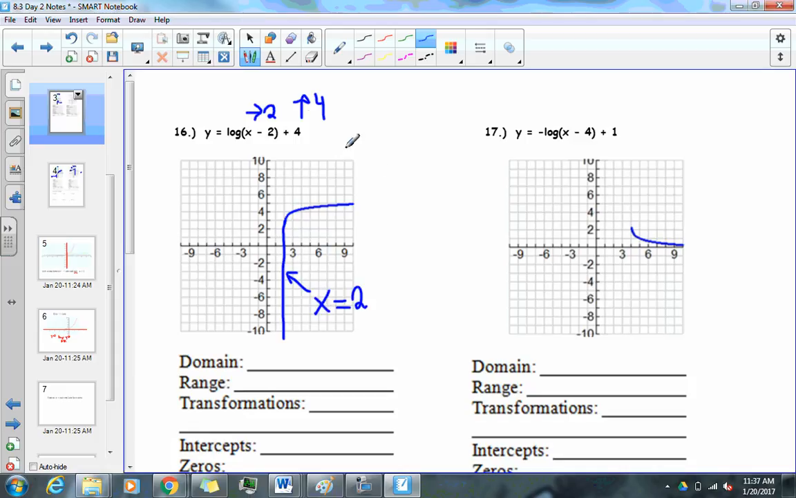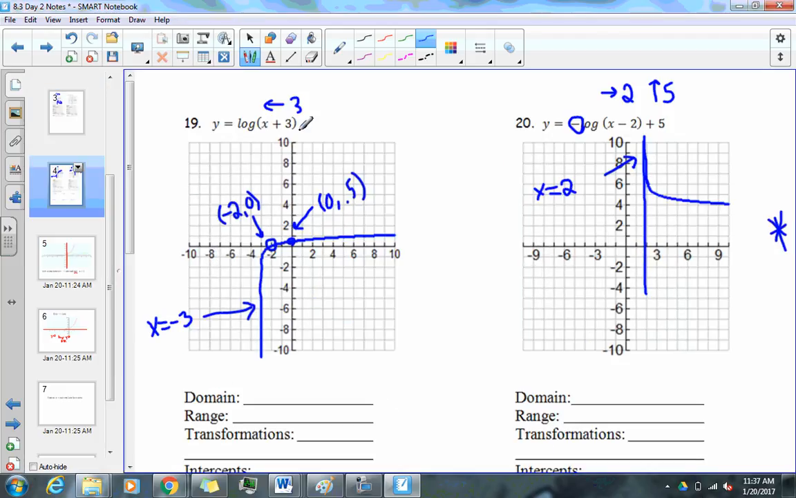I'm hoping that you're noticing something, is that where you shift is where your asymptote is going to be. So let's go back to the one. See how I shifted 3 units to the left here, and notice my asymptote is -3? Where I shifted 2 units to the right here, my asymptote is x equals 2. So those are observations that you need to see.